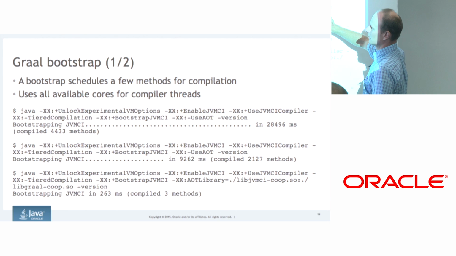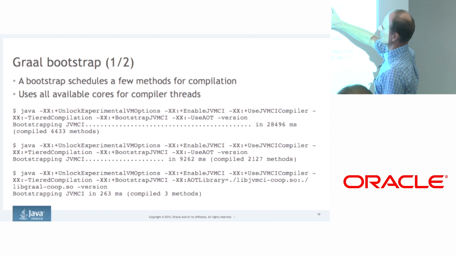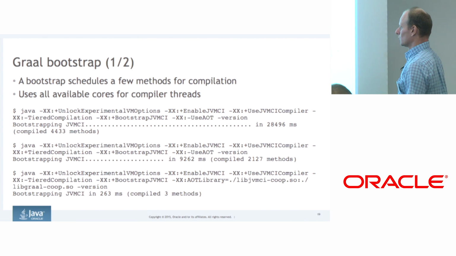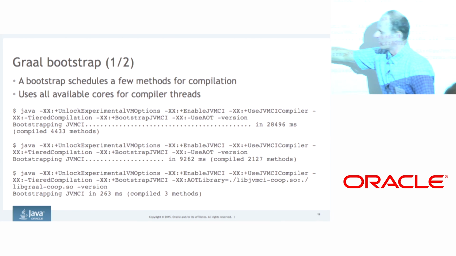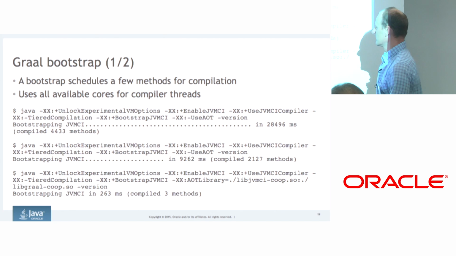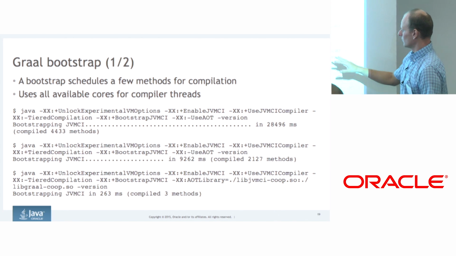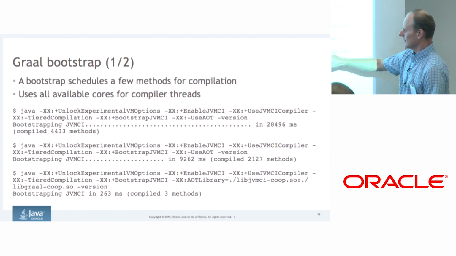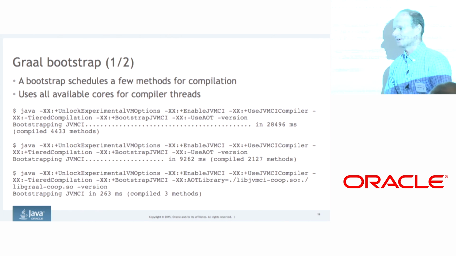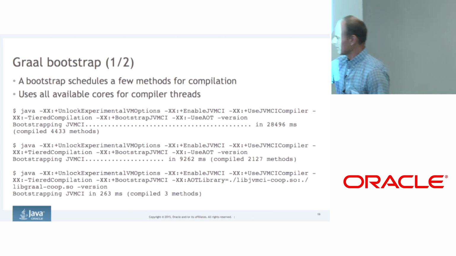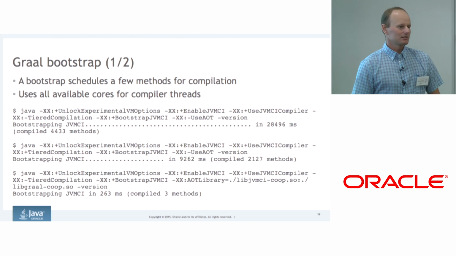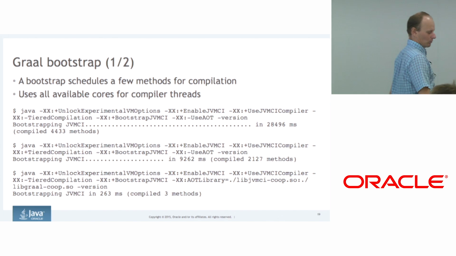So this takes, on the one machine I mentioned, with 4 cores, and it uses all the cores to compile, 28 seconds. If you do a non-tiered mode, which is C1 kicking in first, compiling Graal itself, and so on, you get down to 9. And then if we AOT compile the JVMCI, which is the interface, and Graal, we get down to 263 milliseconds. And we compiled 3 methods. These are the java.lang.Object methods. Why 263? Shouldn't it be like only 5 or 1?